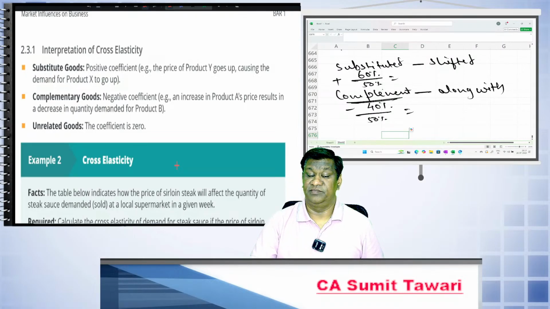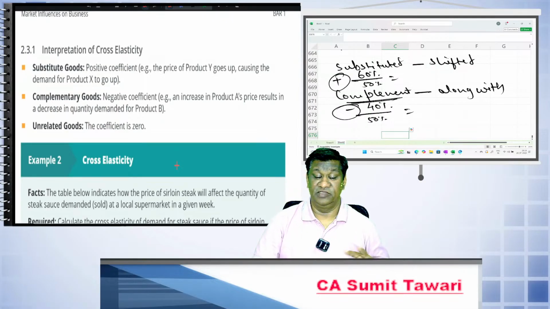That means with respect to a change in prices, there is a shifting of the customer from one product to another product. That's why it is a substitute. So whenever the ratio is positive when you are calculating the cross elasticity, it is a substitute good. When it is a negative ratio, it is a complementary good.